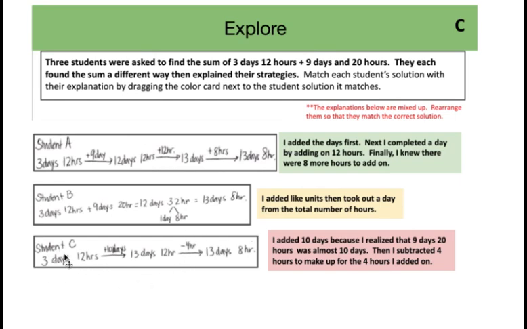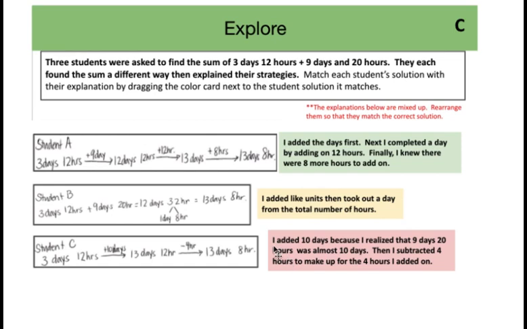So they did 3 days, 12 hours plus 10 days. Interesting. Look how close that would be to 10 days. We just needed 4 more hours. It would have been 10 days. So they added 10 days, got 13 days, 12 hours, took away those 4 hours they added to make it an easier number, and they got the 13 days, 8 hours.